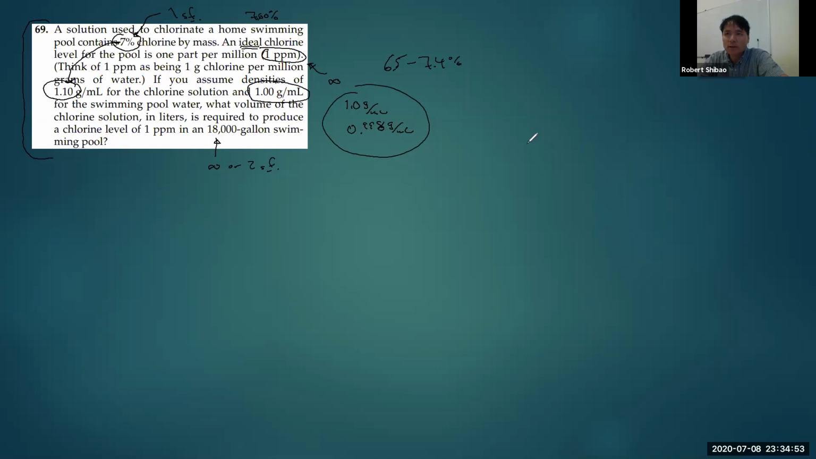I think most people got close to 0.9 liters. And so if it's like 0.9 liters, then we do like 1 liter or something. You don't want too much chlorine and you don't want too little chlorine. So you've got to be careful when you do it.